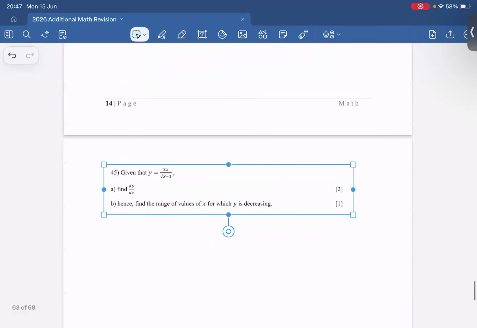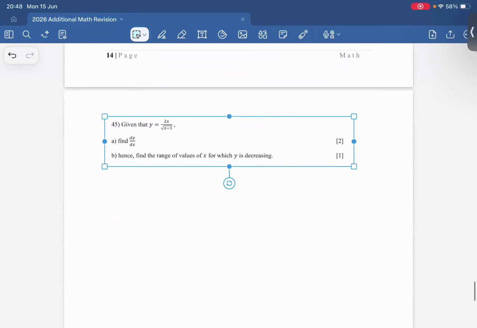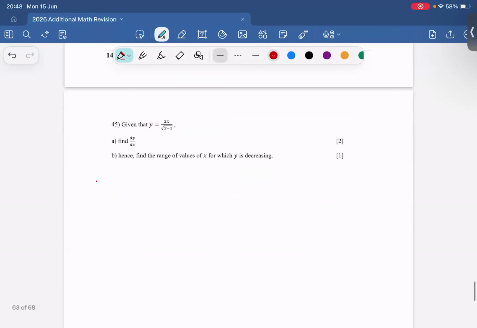First thing, they asked me to find dy dx. So when I find dy dx to this, I have to apply my quotient rule. So dy dx equals: differentiate 2x is 2, copy down the x minus 1 power half. Minus, because it's quotient rule. Then copy down the top. Now differentiate x minus 1 power half: bring down the power, minus 1, differentiate inside, over the square of the denominator.